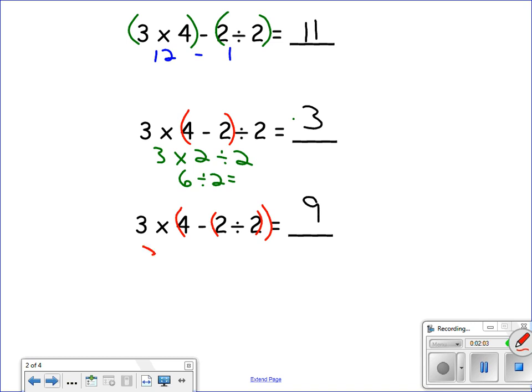So I'm going to have 3 times, and here I'm going to go 2 divided by 2, which is 1. I'm going to have 4 minus 1. I'm going to keep on going. 3 times 3, because 4 minus 1 is 3, so 3 times 3 is 9. So with double parentheses, you just have to work one parenthesis and then keep on going until the parentheses are gone.